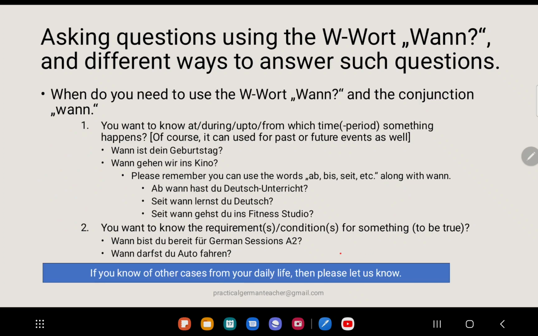There can be other cases as well, guys, but these are the two situations where I use wann. If you know other situations where you can use wann in your daily life, professional life, social life, please let me know.